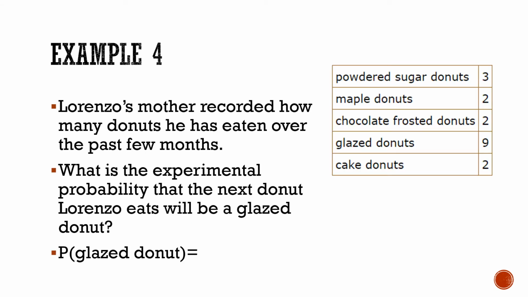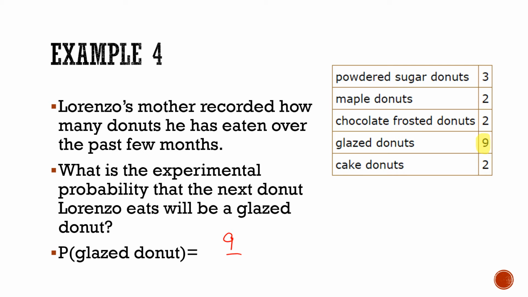Okay, example 4 says Lorenzo's mother recorded how many donuts he has eaten over the past few months. What is the experimental probability that the next donut Lorenzo eats will be a glazed donut? So we're looking for the probability of a glazed donut. Okay, so the glazed here is 9. So 9 for the numerator.